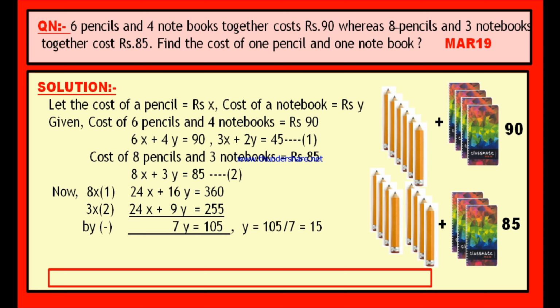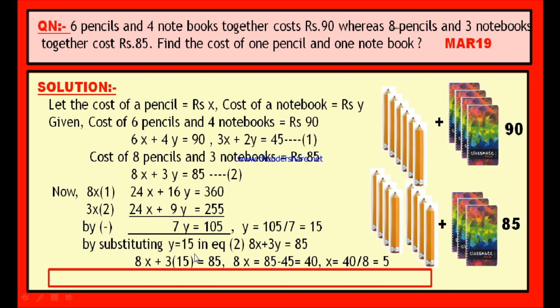If you subtract the second equation from the first equation, the x terms are cancelled. And 16y minus 9y is 7y. 360 minus 255 is 105. 7y is equal to 105 and y is equal to 105 divided by 7. 7 in 105, 15 times, therefore the y value is 15.